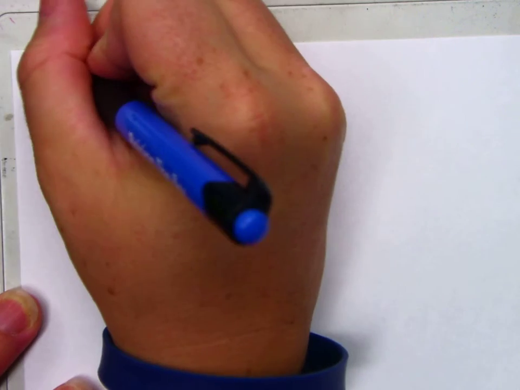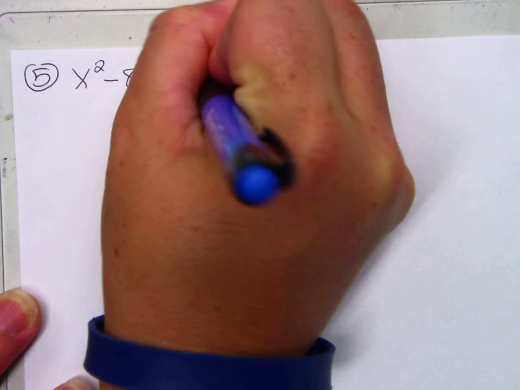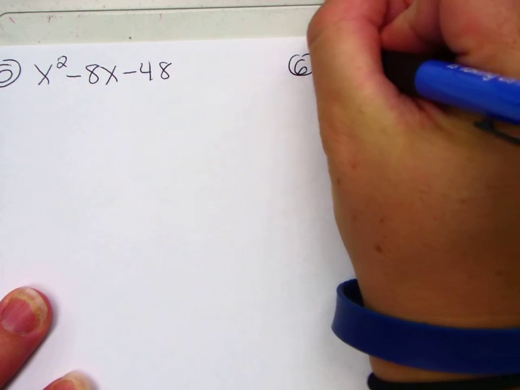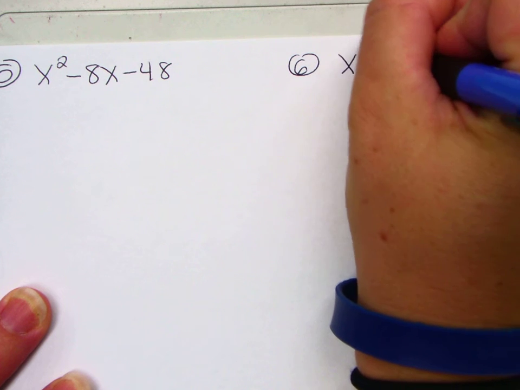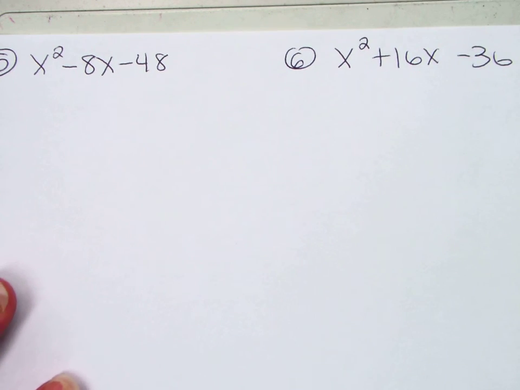5 and 6. Number 5 is x squared minus 8x minus 48. And number 6 is x squared plus 16x minus 36. Pause the video and see if you can figure these out on your own. Okay.